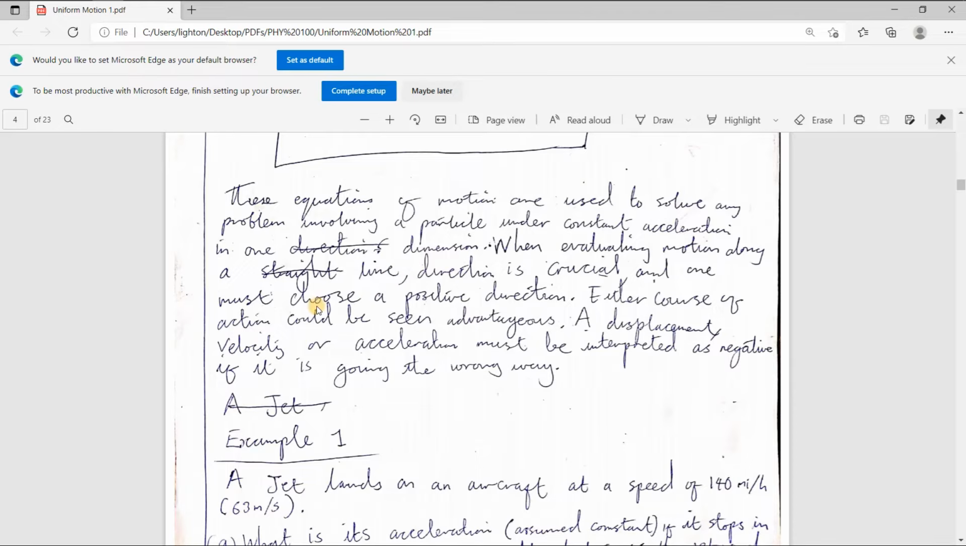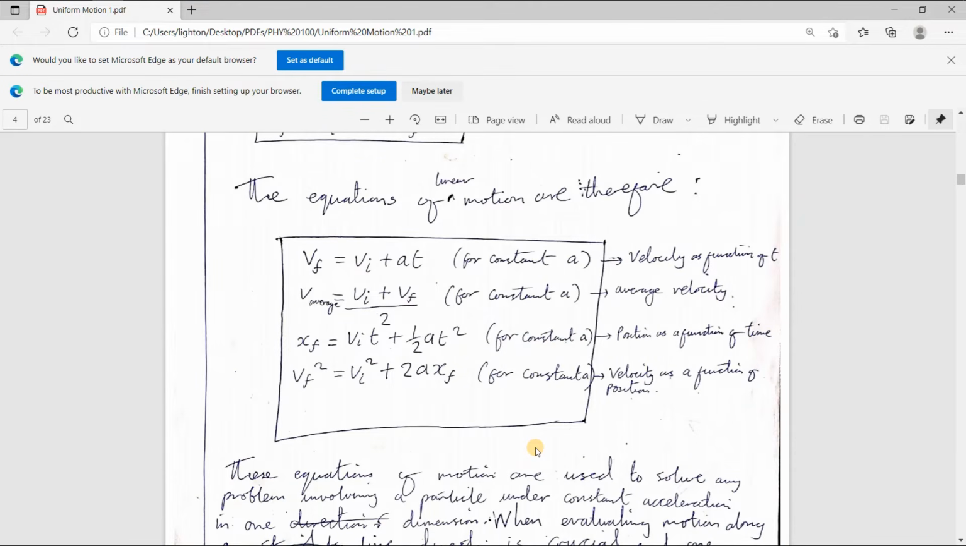So either course of action could be seen as advantageous, yeah, and a displacement, velocity, or acceleration must be interpreted as negative if it is going the wrong way. What do we mean? What we mean here is that if it is going opposite what you've chosen as the positive direction, if it is going to the other side from what you've chosen, then it has to be interpreted as negative.